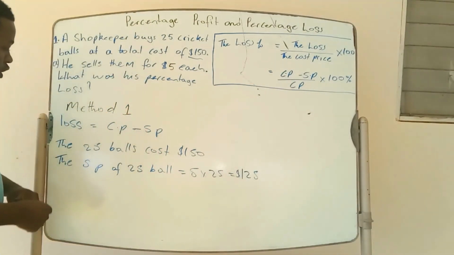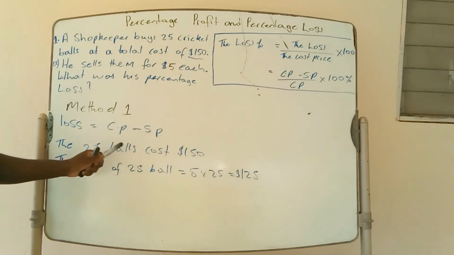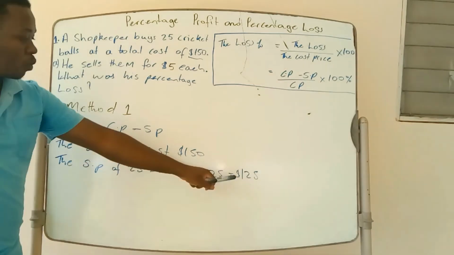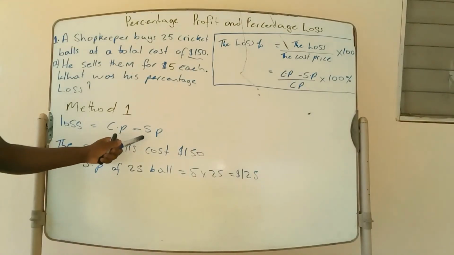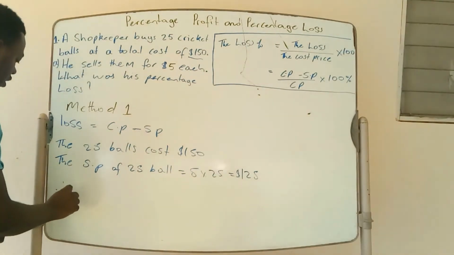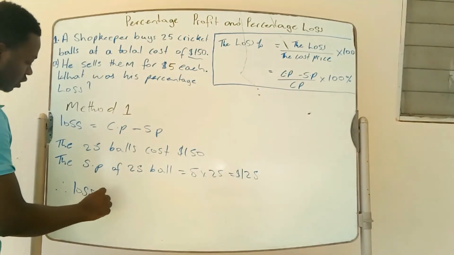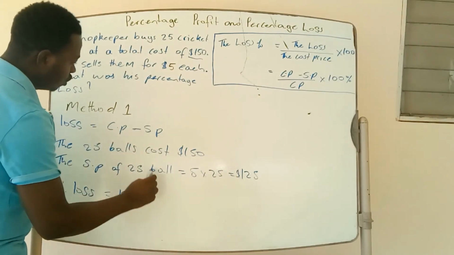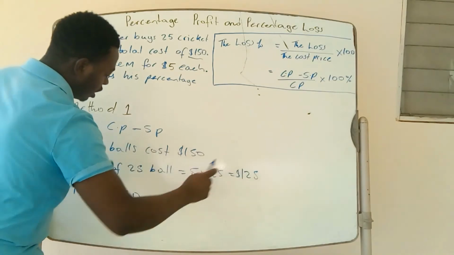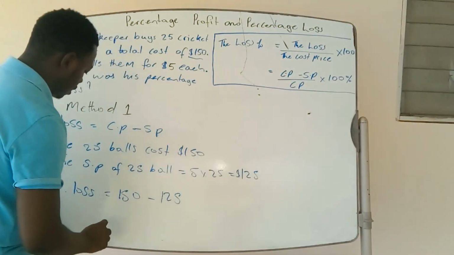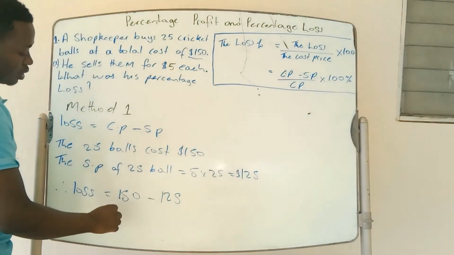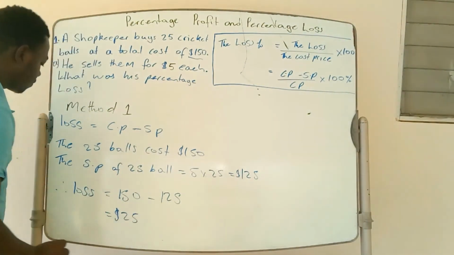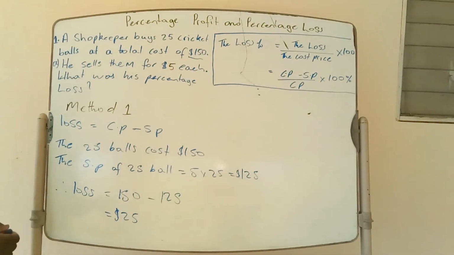Right? So we know the cost price of the 25 balls, that's 150. And the selling price of the 25 balls, that's 125. So we can therefore determine the loss. So the loss is going to equal the cost price, which is 150, minus the selling price, which is 125. And that is going to be $25. Right? So the loss is $25.